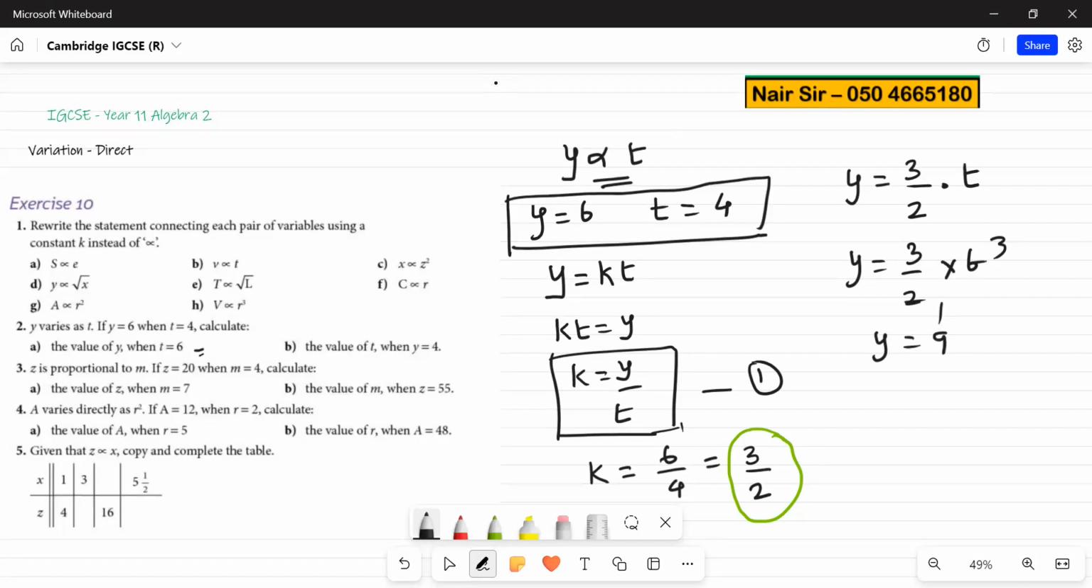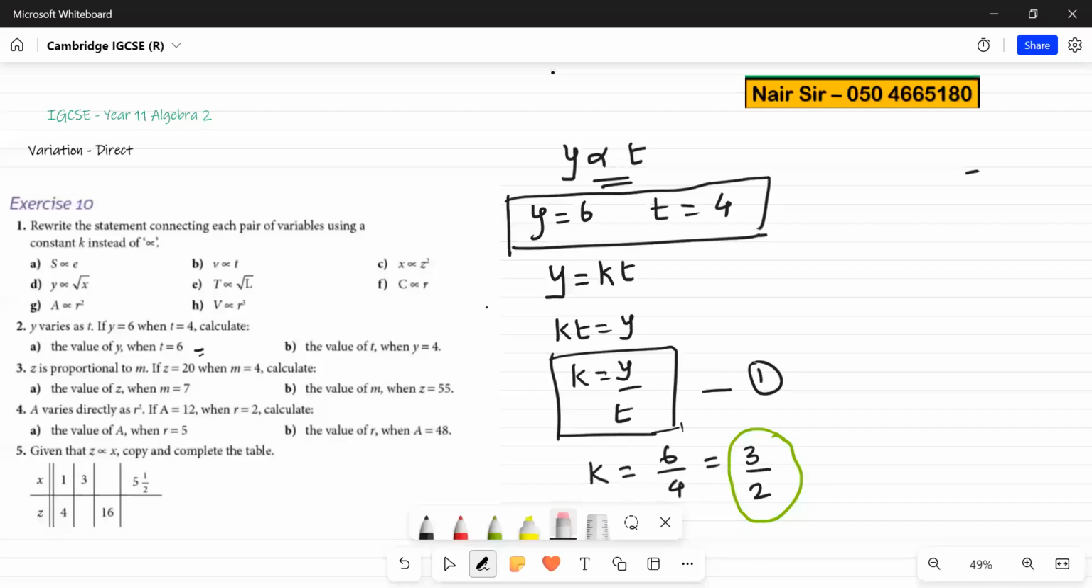Now, the value of t when y is equal to 4. Second out. Let me just erase this off. Okay, something is not right with my laptop. Yeah, I think my Microsoft was which was not supposed to do.